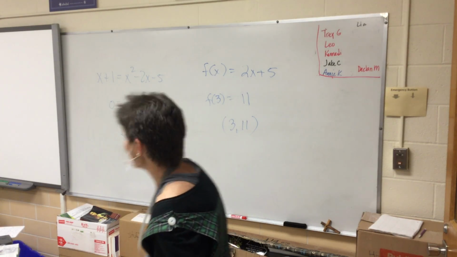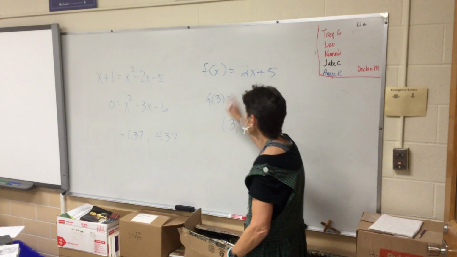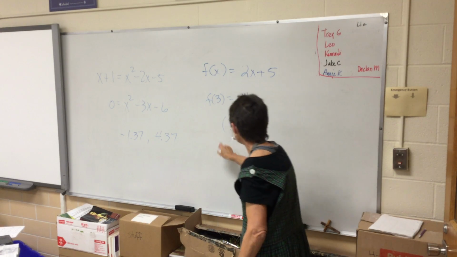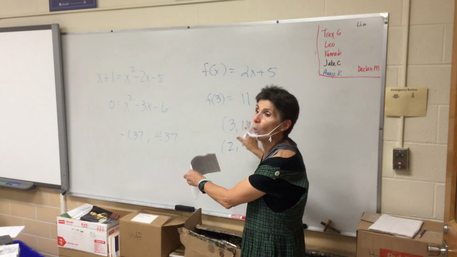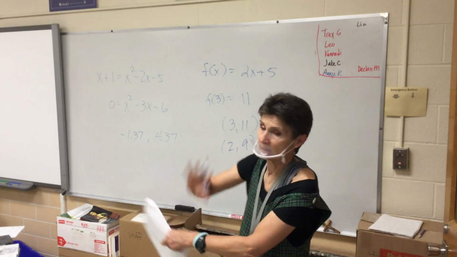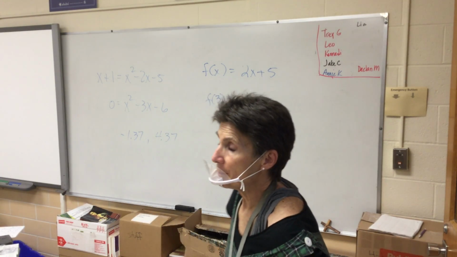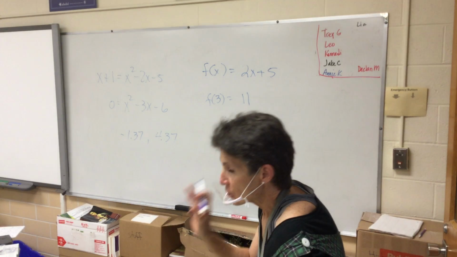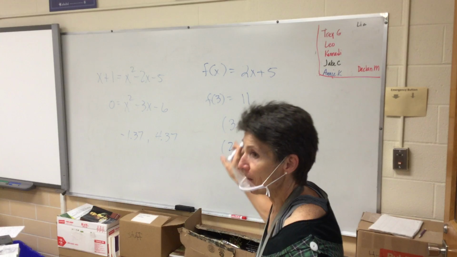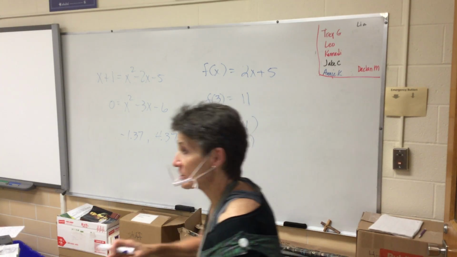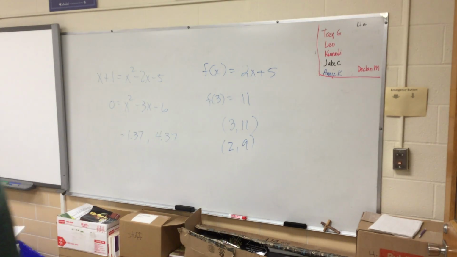Now, what is special? If I put in 3 and got 11, I could put in 2 and get 9. I could generate a whole bunch of points. Zillions of them. What would be special about those points? What makes that a function as opposed to just some random group of points that you might find? What's true of function sets of points?